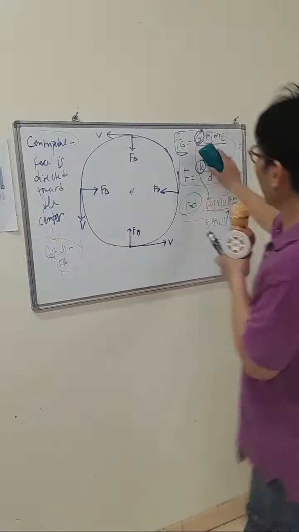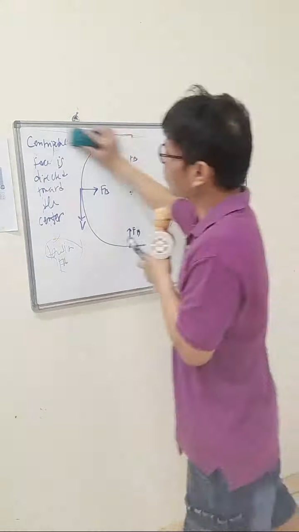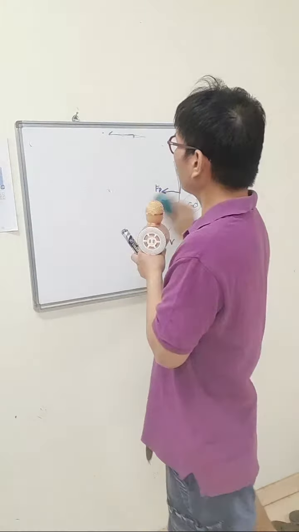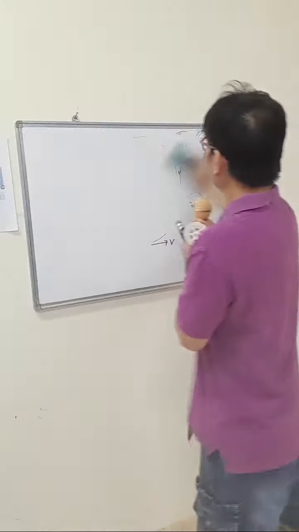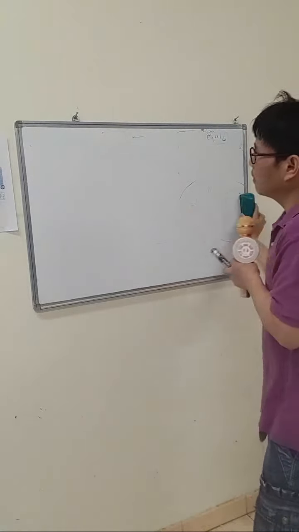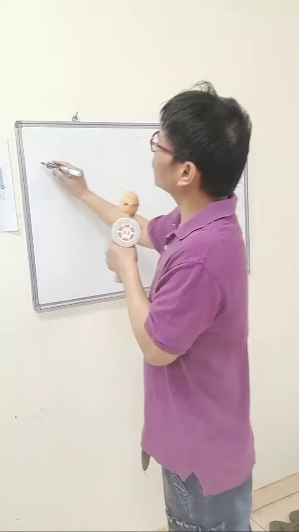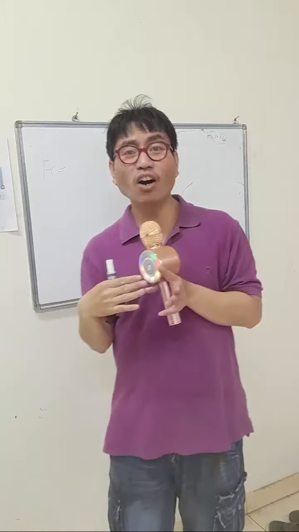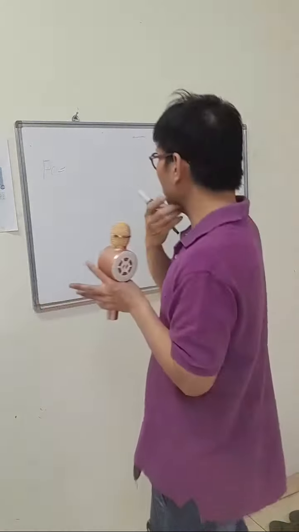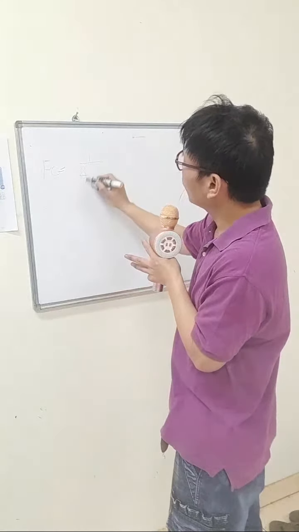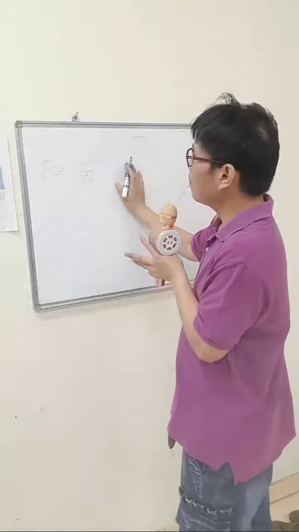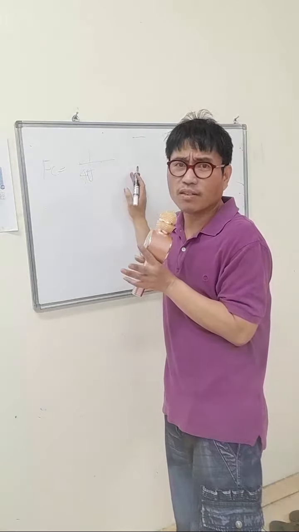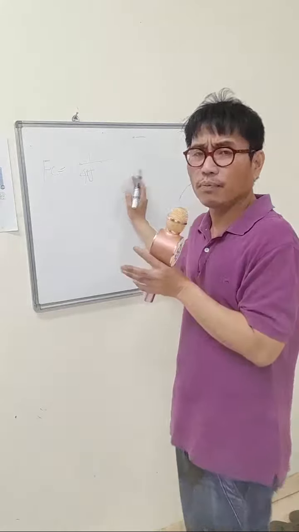Now, the electric force computation. Sometimes, you should also memorize the formula of the electrostatic constant. The electrostatic constant equals 1 over 4 pi times the permittivity constant. Okay? Get the point?